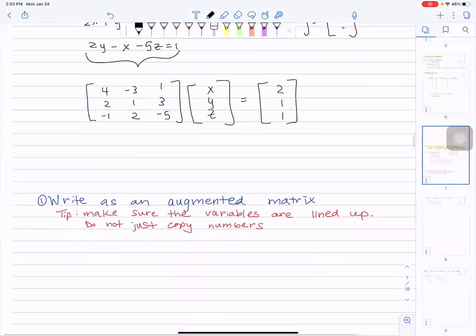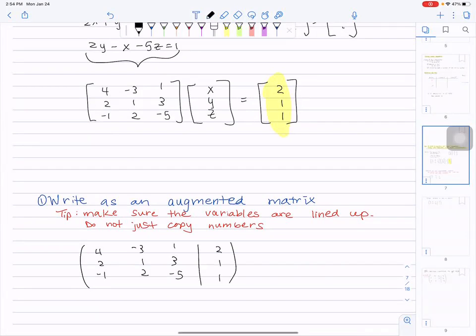Okay, then we want to make this into an augmented matrix. What does that mean? You just rewrite the matrix again and add this answer, this 2, 1, 1 here, as your last column. So now you have an augmented matrix, which just means it's a big matrix.